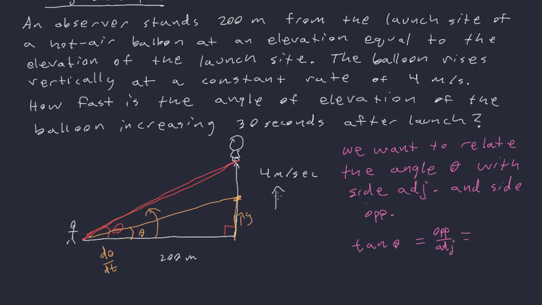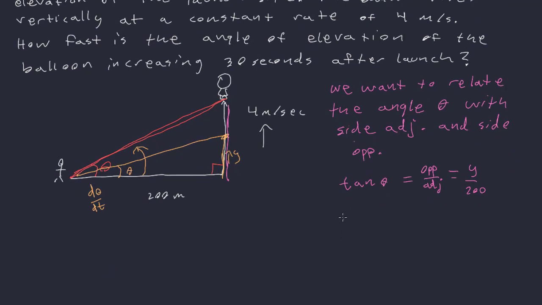Okay, well the side opposite, that I'm going to call y because that's changing over time. The side adjacent is fixed. It's a constant, so I can put in 200. So our related formula is tangent of theta is equal to y over 200, or if I want to make it a little easier on myself, move that 200 over to say that 200 tangent theta is equal to y. That may not be necessary, but that looks a little nicer to me.